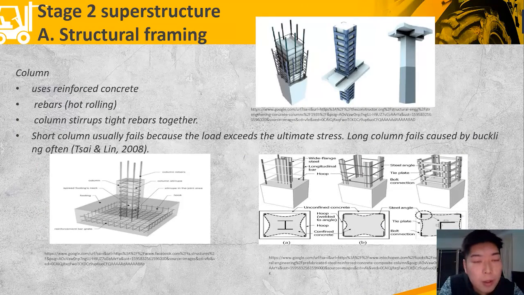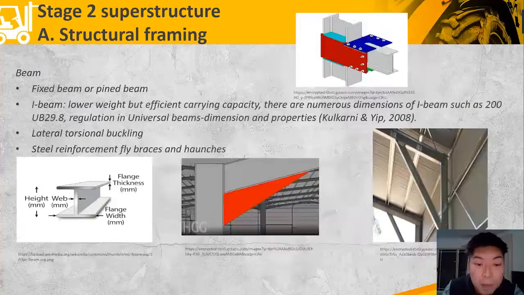And stage 2 is superstructure. And the columns, there are short columns and long columns. A short column usually fails because the loading exceeds the ultimate stress. A long column fails caused by buckling, often material and design. Mid or high-rise commercial building columns use reinforced concrete. Within the concrete column, there are several rebars, which are hot rolled, laid horizontally, and column strip ties rebars together.